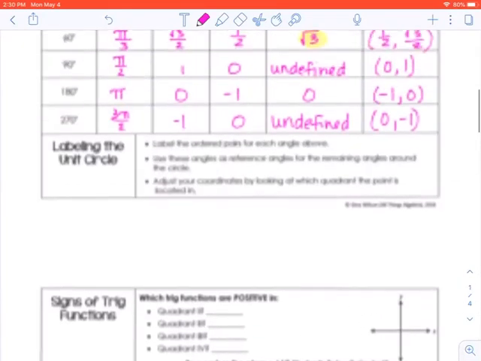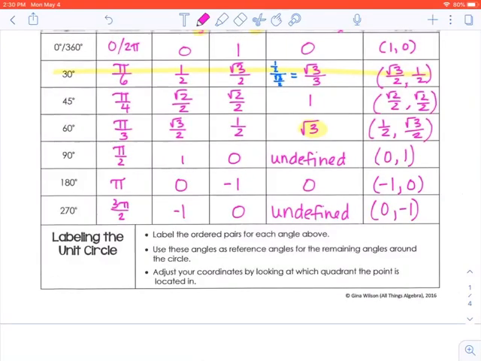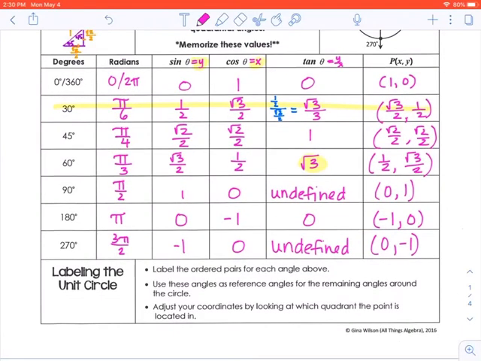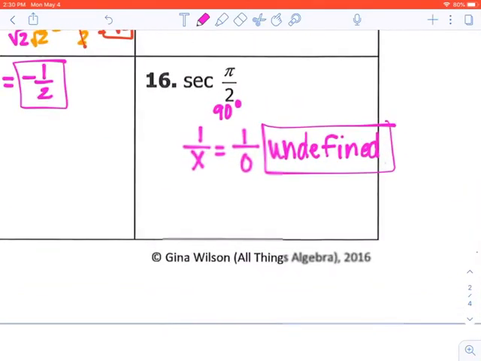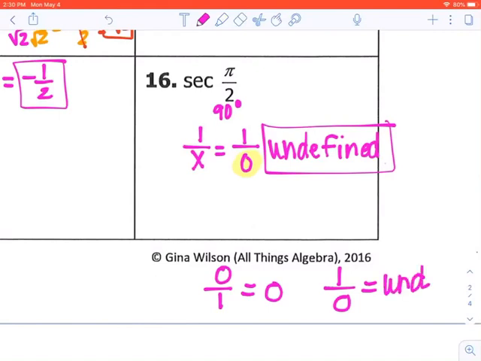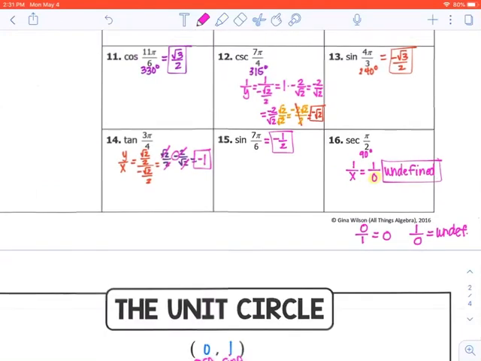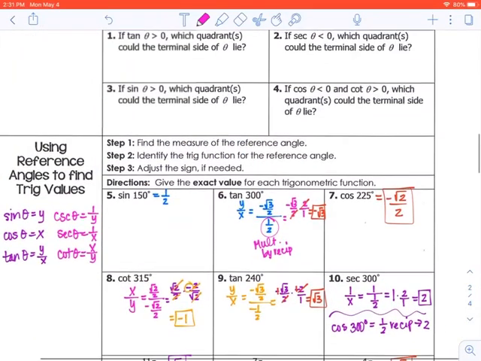If you look at the chart above, you'll see that tangent of 90 degrees is undefined, but tangent of 180 degrees is 0. It just depends on where your 0 is. And whenever there's a 0 in the denominator, that is undefined. So just be careful. 0 divided by 1 is equal to 0. 1 divided by 0 is equal to undefined. Make sure you know the difference between the two. So that's how you answer your questions for the unit circle.